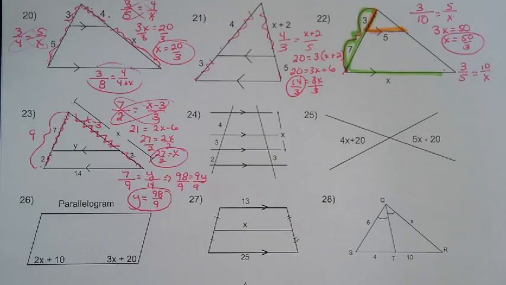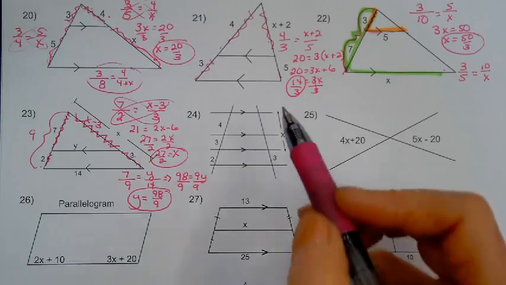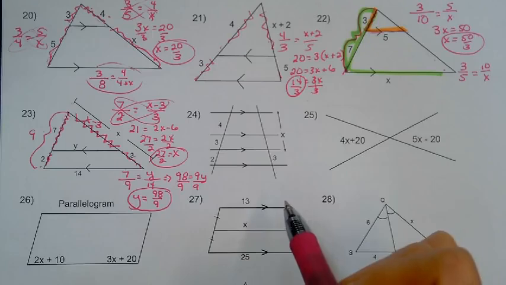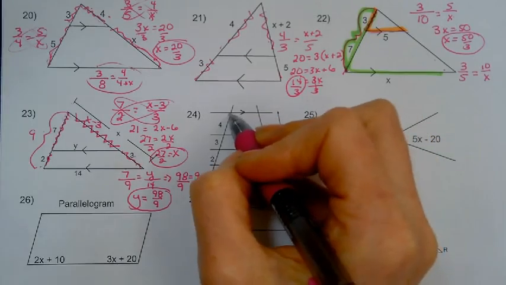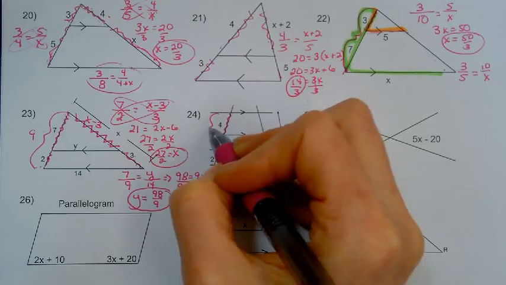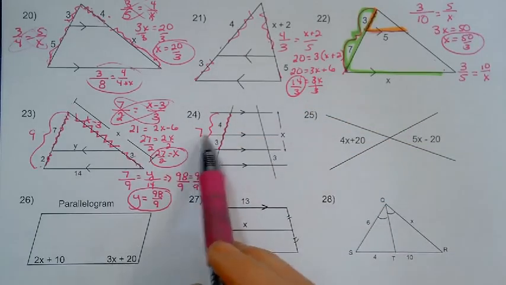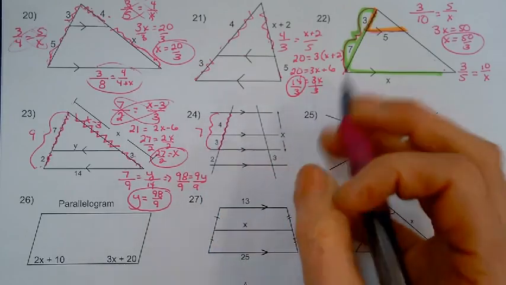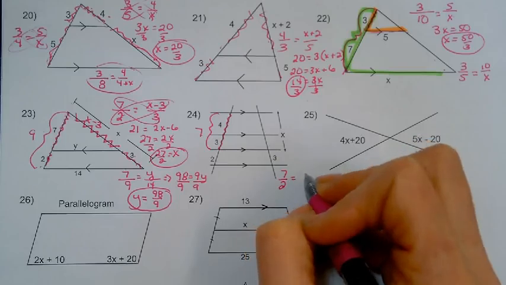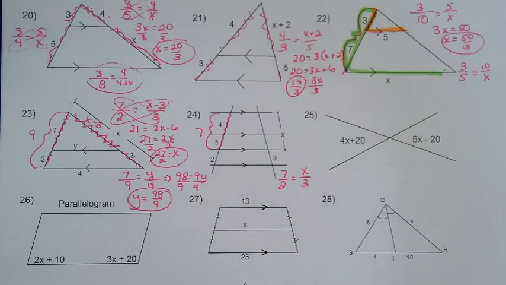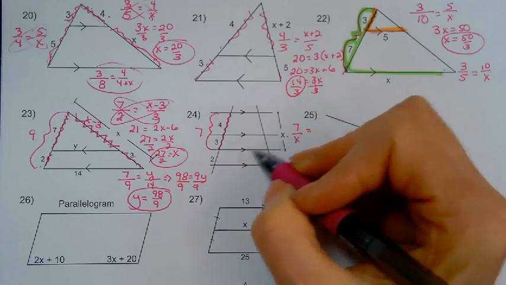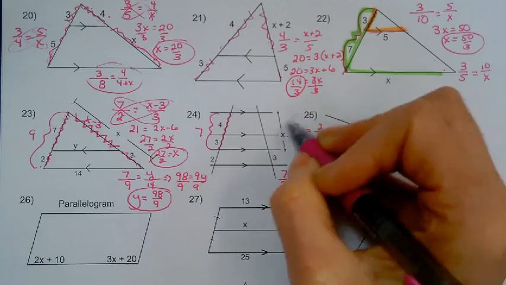Now, if I want to solve for this whole piece of x, well, this is pretty simple, actually. I can take this whole piece right here, which is 7. Now I've added these two together. So 7 goes to 2 as x goes to 3. Now you could go across, you could say 7 is to x as 2 is to 3, and you'll get the same cross product. 21 equals 2x, so x equals 21 over 2. And you're done.